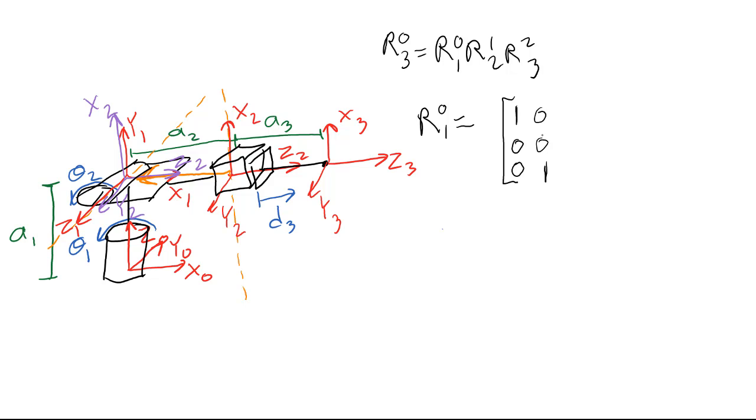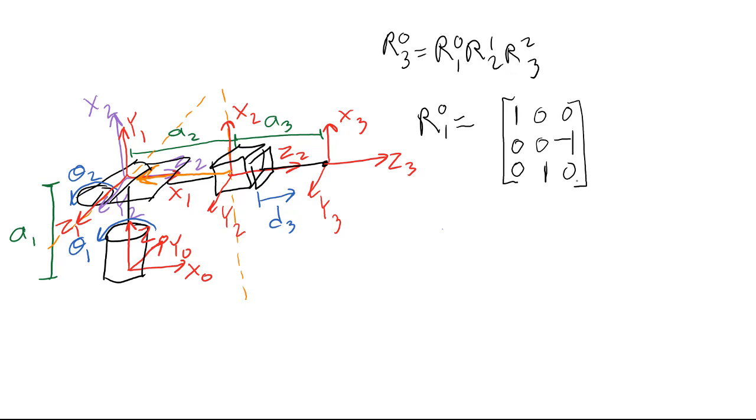z1 is in the same direction as negative y0. So the projection of z1 on y0 is negative 1, and the other elements are 0. Now we have to write the part of the rotation matrix that is due to the joint variable.